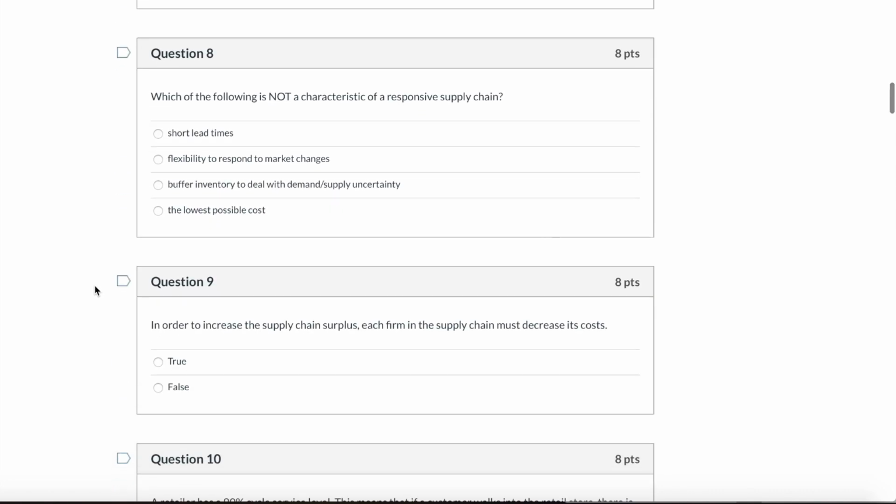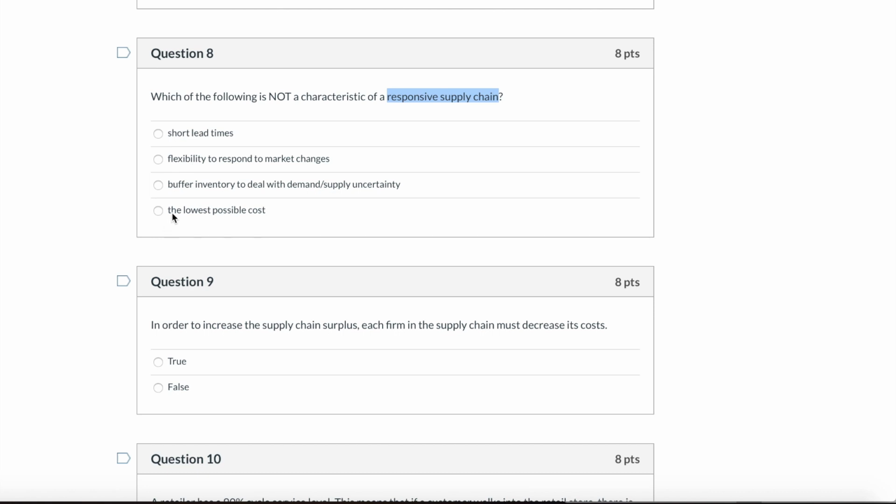Question 8. Which of the following is not a characteristic of a responsive supply chain? So which is a characteristic of a responsive supply chain? Within a responsive supply chain, you have factors like short lead time. Yeah, for sure, because you want to get the items fast. Flexibility. Yes, that's absolutely part of responsive, that they're able to meet the demands and any changes we might make along the way, because it's such an innovative product. Buffer inventory to deal with demand and supply uncertainty. Yeah, for sure. That's certainly like the flexibility.